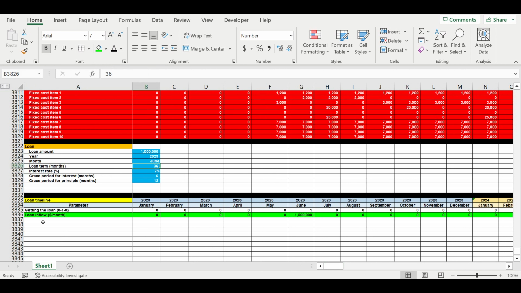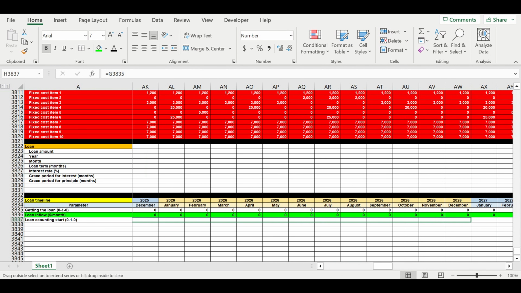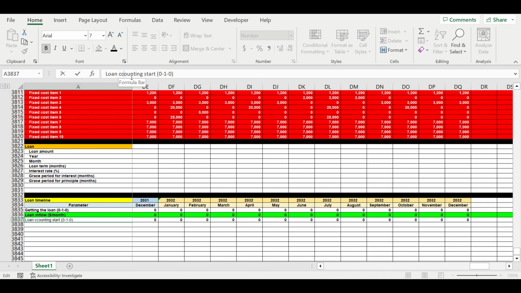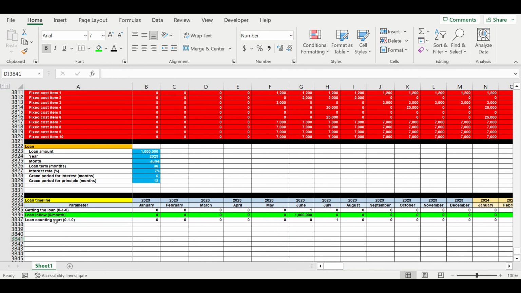Then we need to start counting the months of our loan. Loan counting start. This will be just a displacement of this line. Here it is. Now let's count the loan.